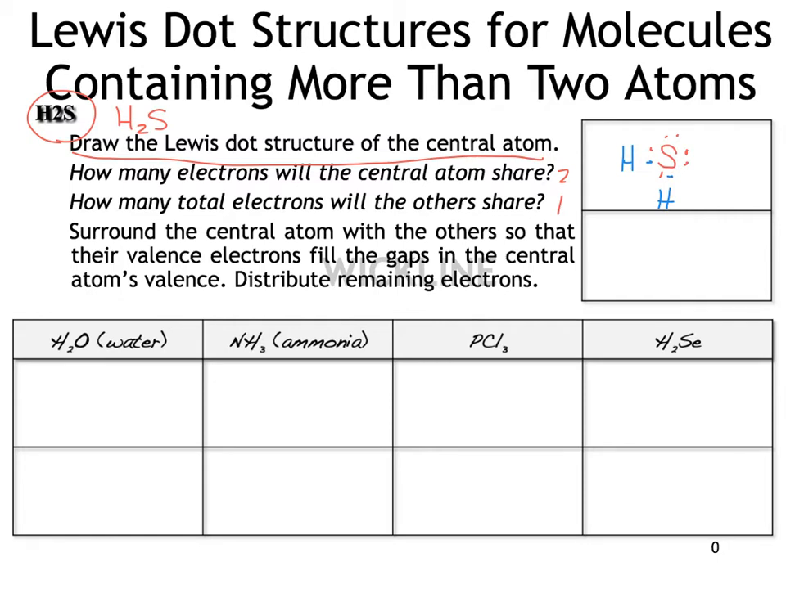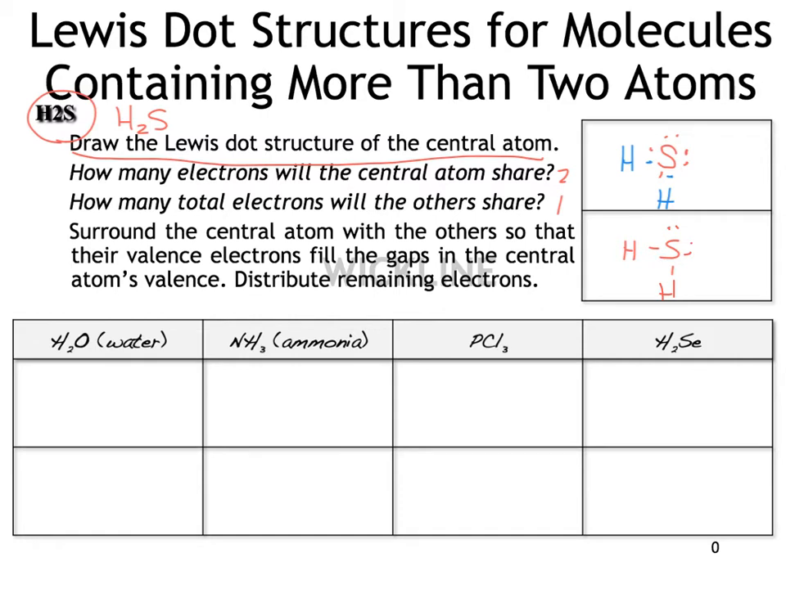And when I redraw it, I'm putting in a line for each of the 2 electrons in the bond. So these 2 electrons are in a bond, and that's what this line is. Same thing for that hydrogen, but don't forget the 4 electrons that are not involved in bonding.